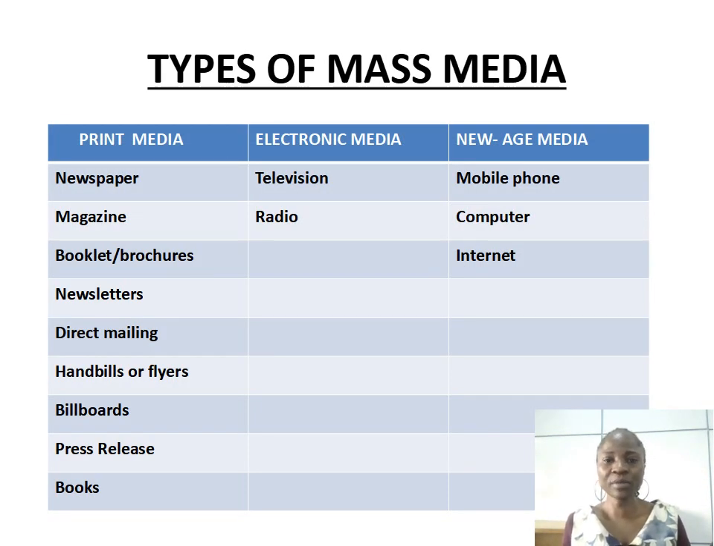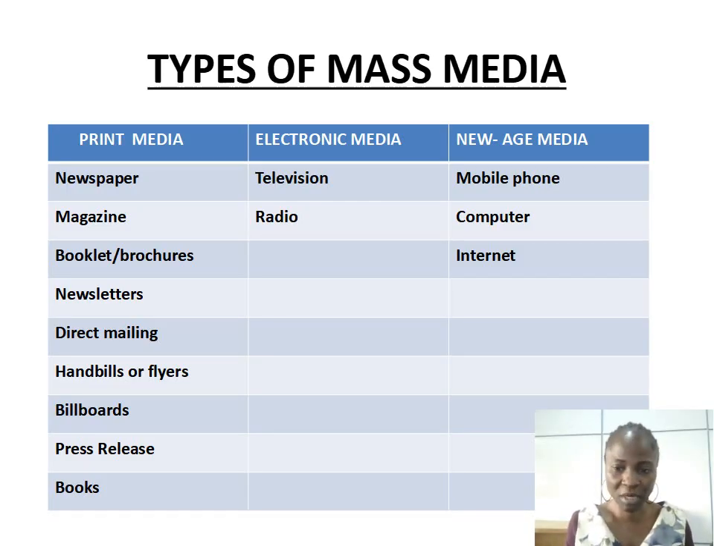All right, so the different types of mass media we have, according to my slide here, is the print media, the electronic media, and also the new age media. Under the print media, we have newspaper, magazines, booklets, newsletter, direct mailing, the billboard, and several others. For the electronic, we have television and the radio channel. And for the new age, we have mobile phones, computer, then we also have the internet.